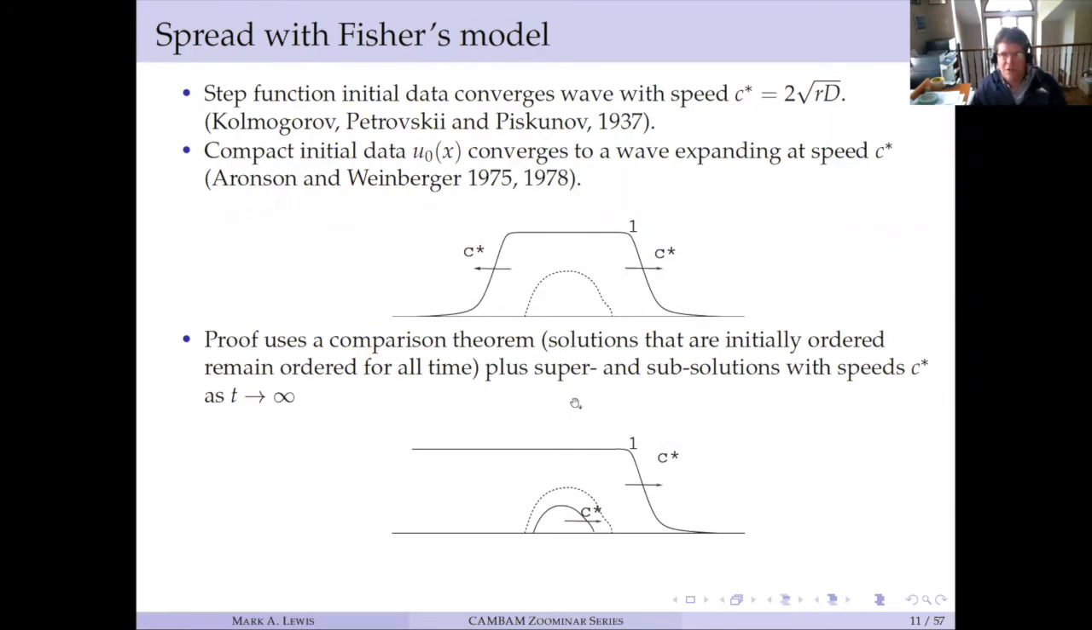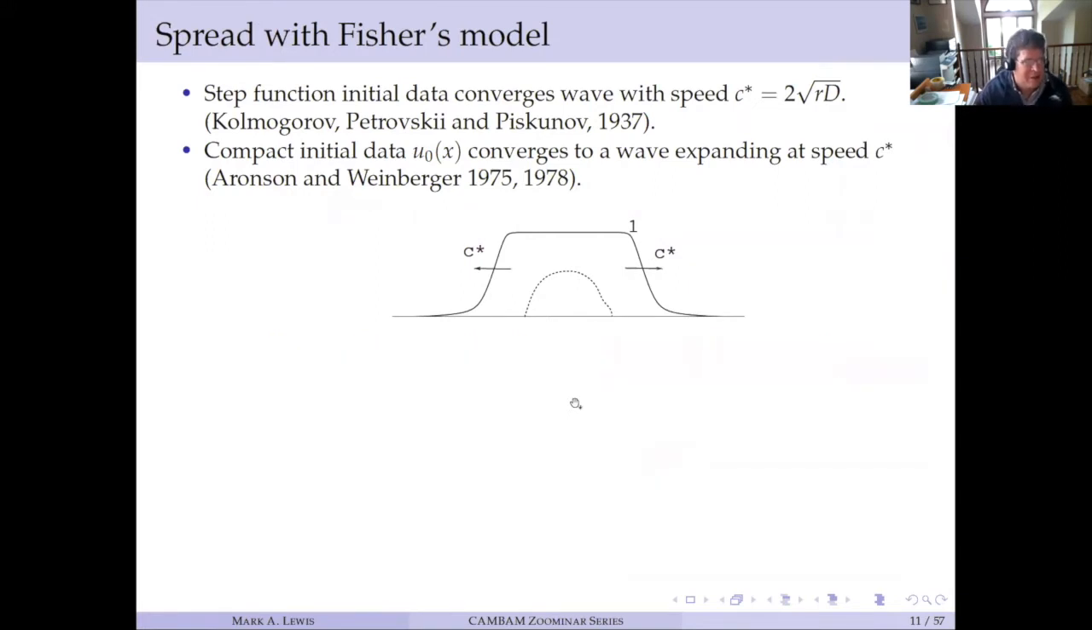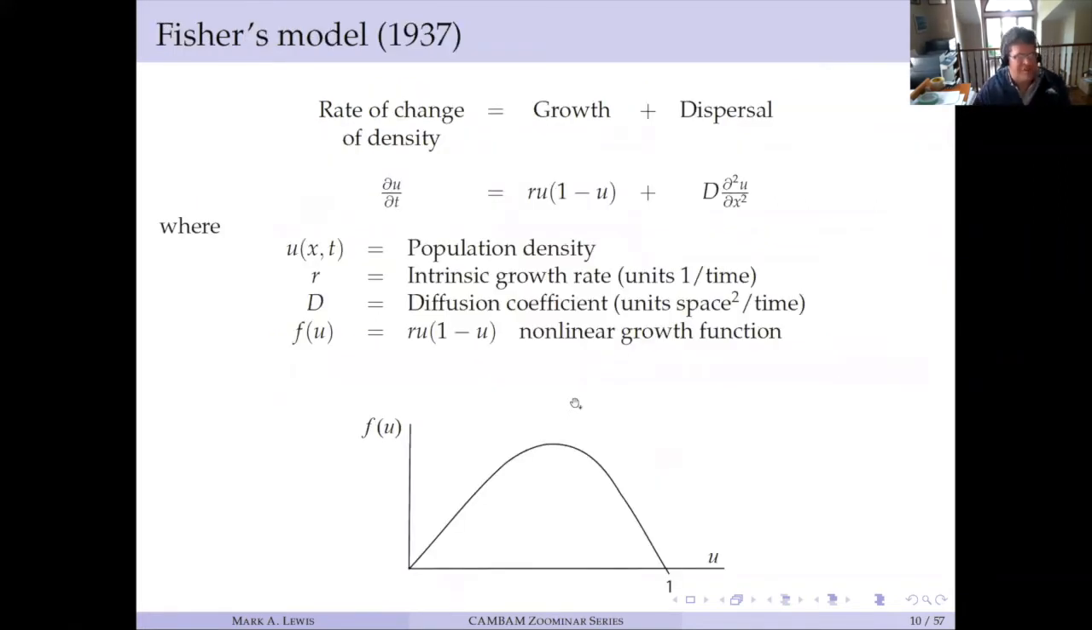They can't pass through each other. And so its speed has to asymptotically be c star as well. And so this is beautiful mathematical theory that, of course, is quite old, but even older is work by a chemist called Luther. And he was looking at these spatially distributed chemical reactions. And he argued that the rate of the chemical reaction spreading across the substrate was proportional to the square root of r times d. And his argument was just simply based on dimensional analysis.